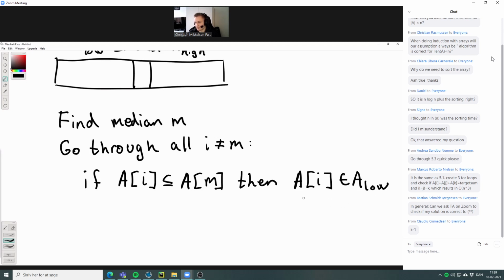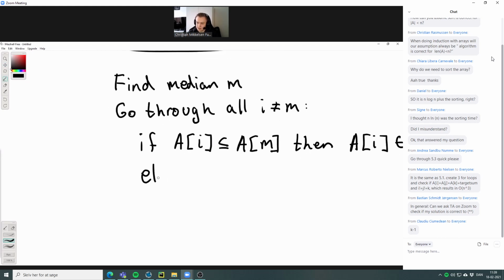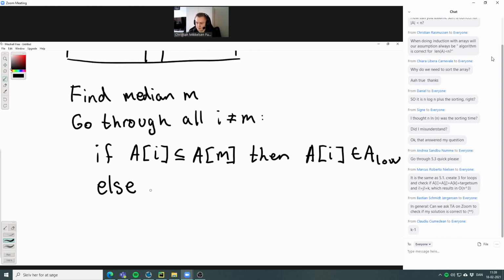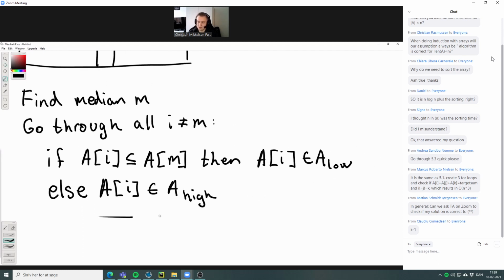This might not be the best way to write it, but that's how I'm going to write it. And else, we have that A[i] is in A high, right? So of course, if it's not in A low, then it must be greater, and then it's in A high.